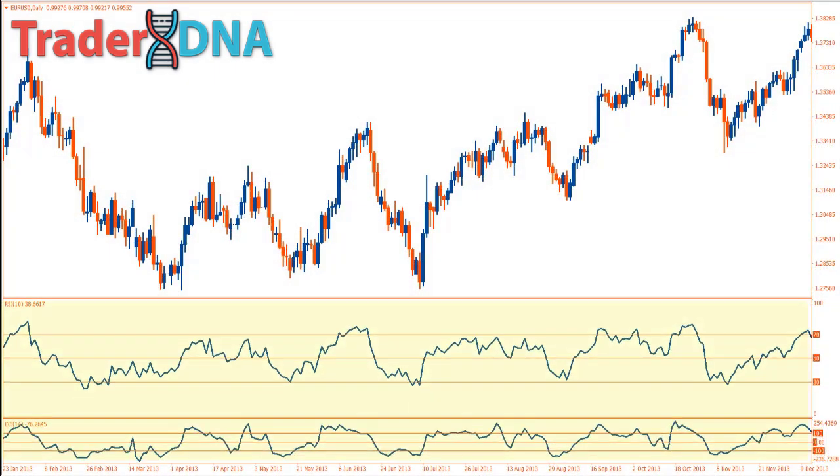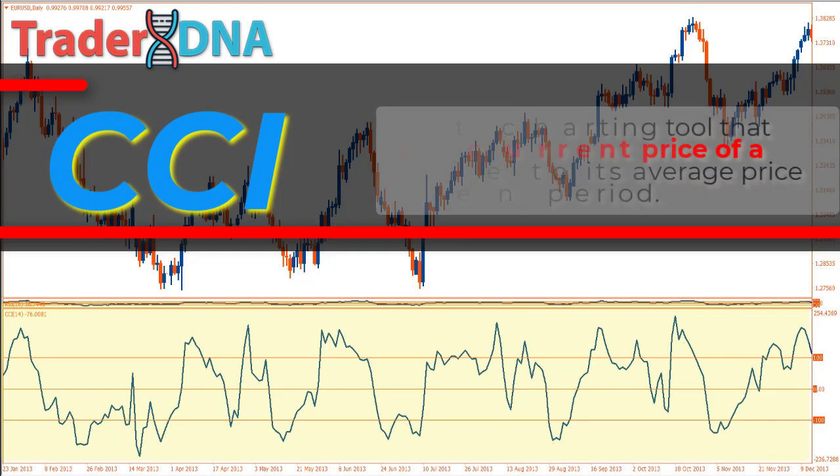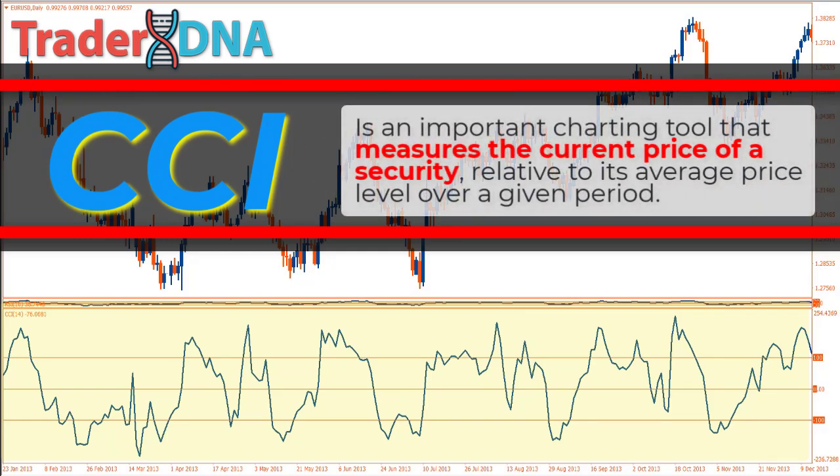Understanding the CCI indicator. The commodity channel index is an important charting tool that measures the current price of a security under study, relative to its average price level over a given period. The indicator's reading tends to be relatively high whenever the prevailing price of a security is far above the average. Similarly, the reading tends to be low whenever the price is far below the average.